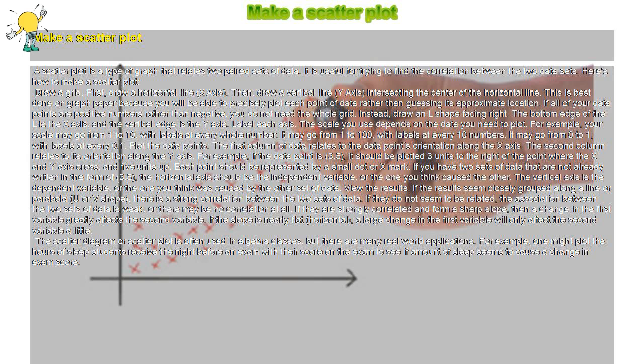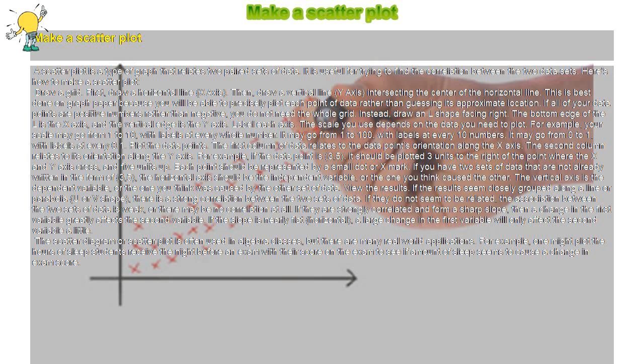If all of your data points are positive numbers rather than negative, you do not need the whole grid. Instead, draw an L shape facing right. The bottom edge of the L is the x-axis, and the vertical edge is the y-axis.